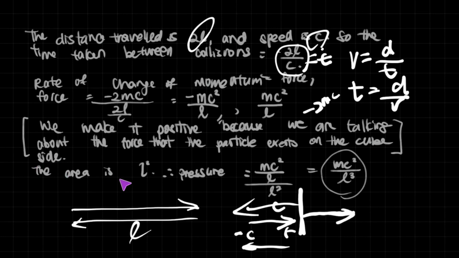The area is L squared. So basically, the pressure is the force divided by area, which is mc squared divided by L, divided by L squared. And so finally, we get that the pressure is mc squared divided by L cubed.